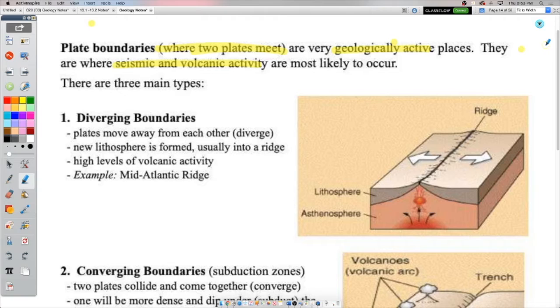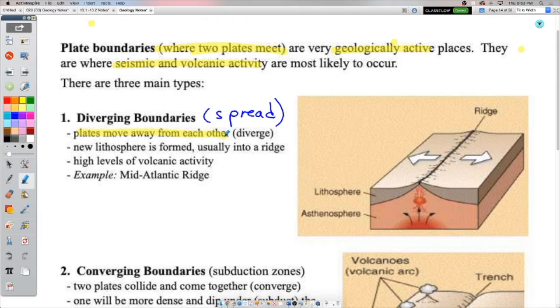So the first of the three types is the one that you've already seen, a diverging boundary, okay? So when roads diverge, you might have heard of a diverging path or a diverging trail, okay? Means they spread. They go in opposite directions, okay? So the plates move away from each other.